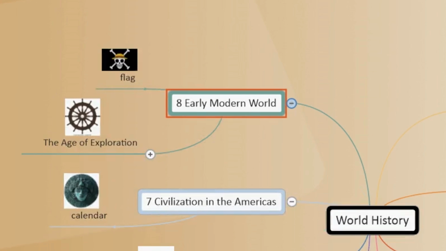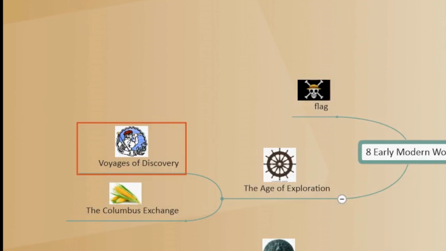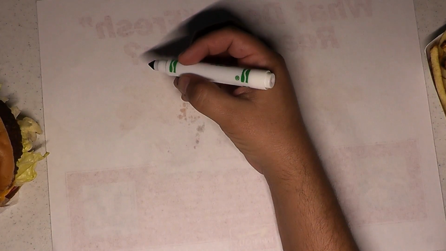If I open that up, we have the section on the Age of Exploration, and within that, Voyages of Discovery, and today's lesson on the Columbian Exchange. So that is where we are when we're looking at our curriculum map. And we're going to flip this over, and we'll just draw a quick sketch of the world at the time.